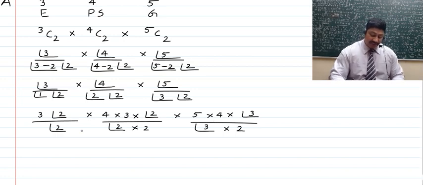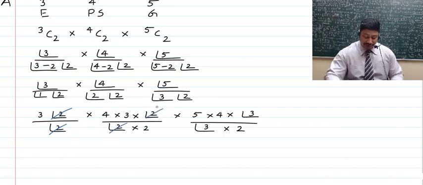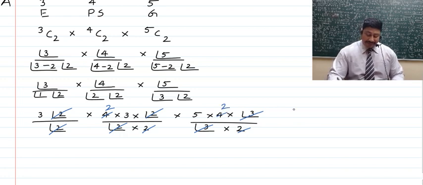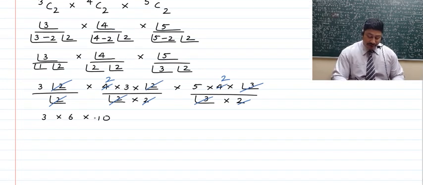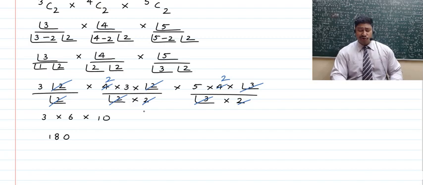Now children, we will cancel off the common factors like factorial 2, factorial 2, factorial 2, factorial 2 and factorial 3, factorial 3. Further, we talk about 2 cancelling 4 two times, and then we will write the product as the final answer. So this comes to 3, multiplied with 6, which is further multiplied with 10, and this children is going to give us the total number of combinations which are possible, and that comes to 180 such selections or combinations.